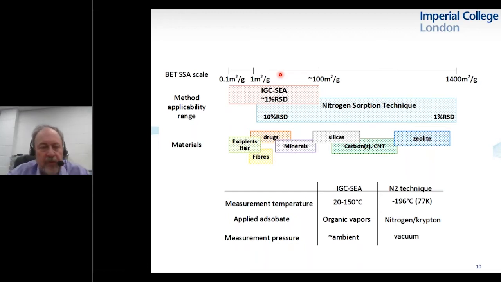You also do the experiment at room temperature. There's no vacuum required. And rather than use nitrogen or krypton, we use organic molecules such as hexane, octane, whatever. And these give us a lot more chemistry. We learn a bit more about the material using those sorts of vapors.